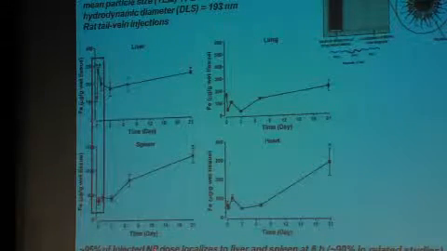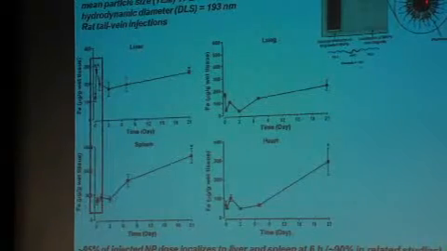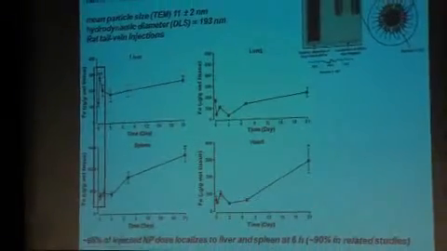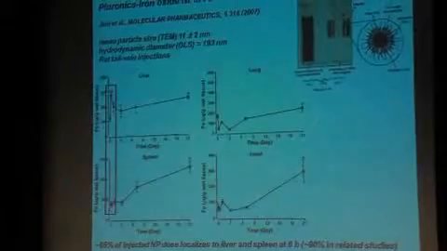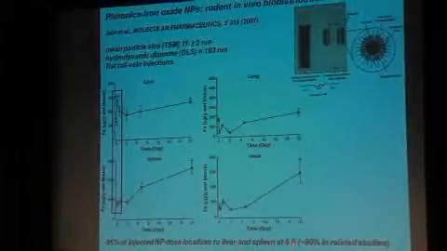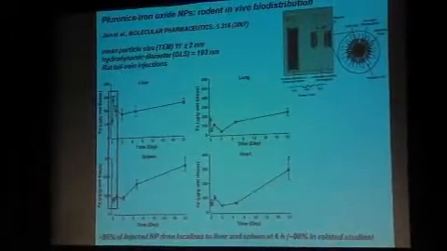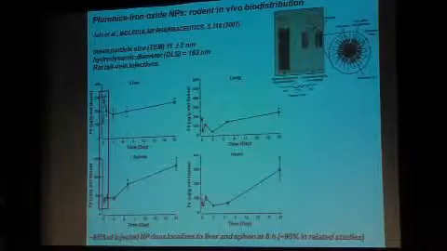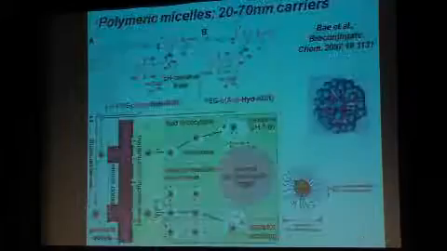95% of the injected dose of these iron nanoparticles for imaging, decorated with this corona of hydrophilic polymer, go to the liver and the spleen at 6 hours. 90% in other studies that other people have shown. Again, hard to avoid the RES system.